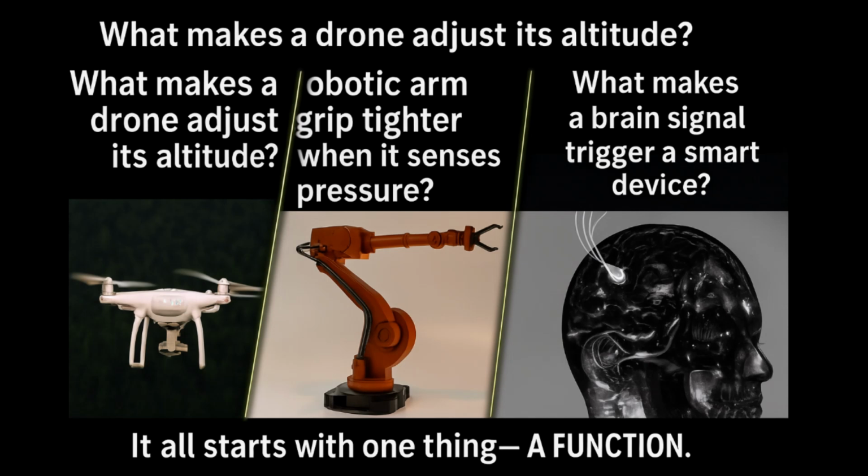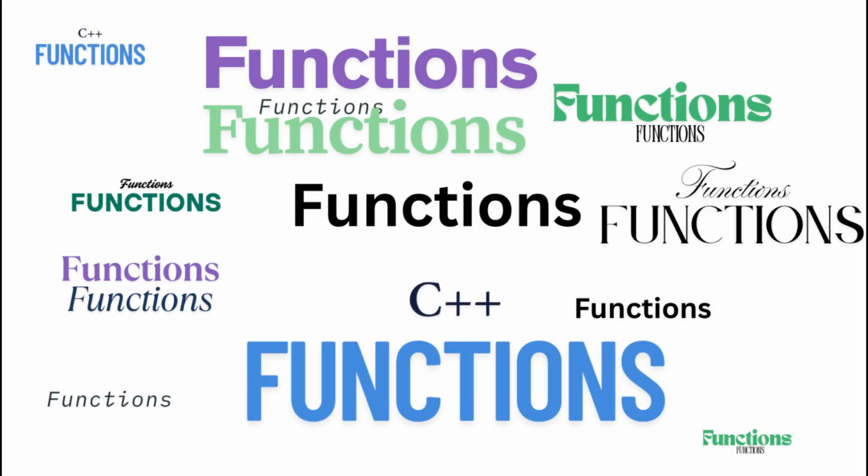What lifts a drone the instant the wind kicks up? Or what tightens a robotic grip the moment metal meets pressure? Or what turns a raw brain impulse into a smart home command? All of it begins with just one primitive spark in code. It's a function. Welcome to the series.